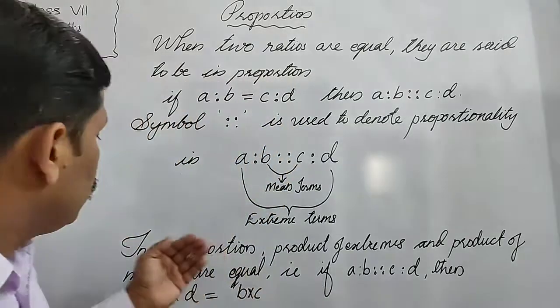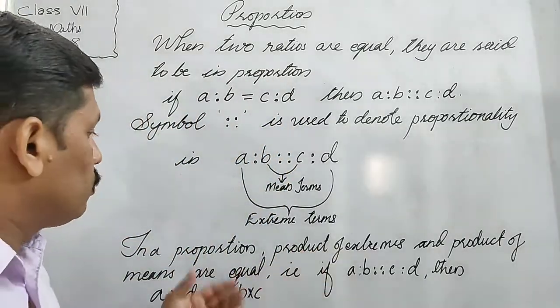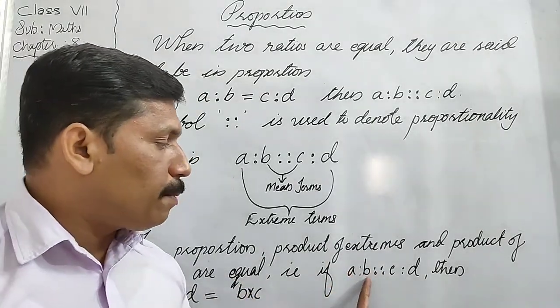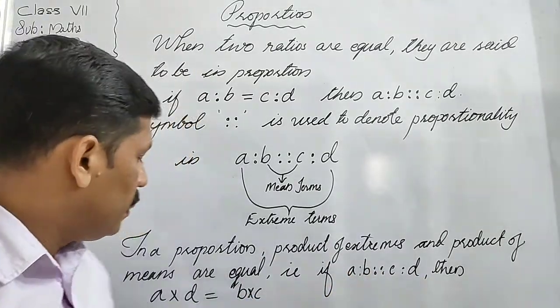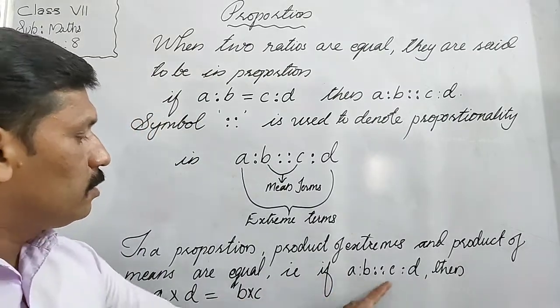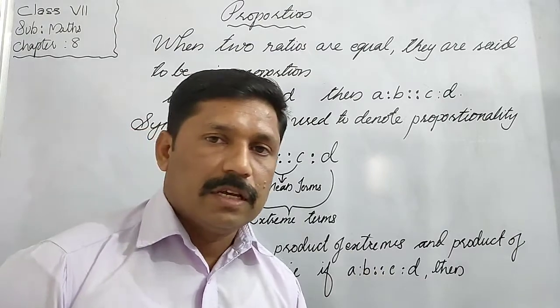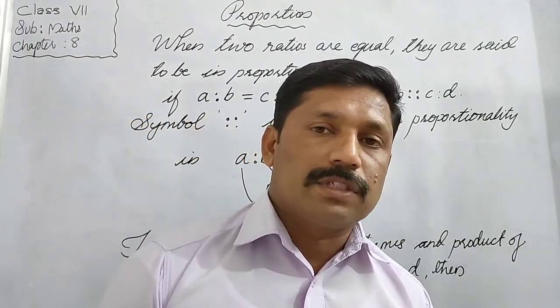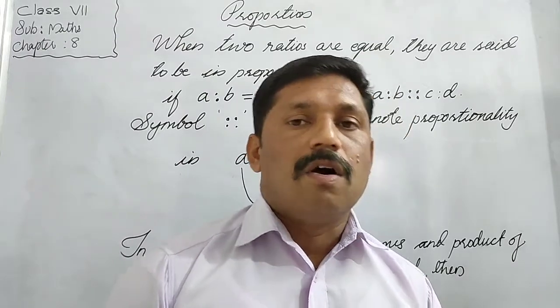So we can say that in a proportion, the product of extremes will be equal to the product of means, and if A is to B proportionate to C is to D, then A into D, the product of extremes, will be equal to B into C, the product of means. In this way we can check whether four given quantities form a proportion or not.